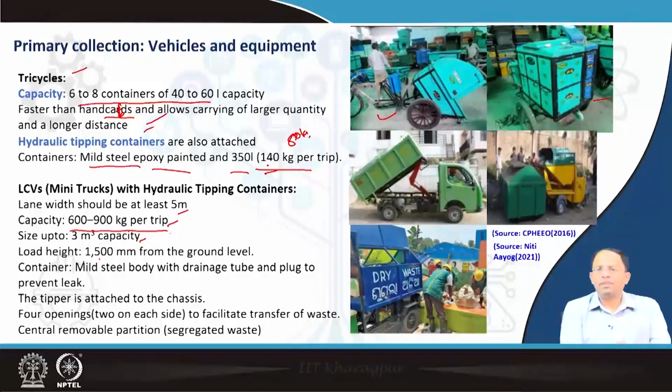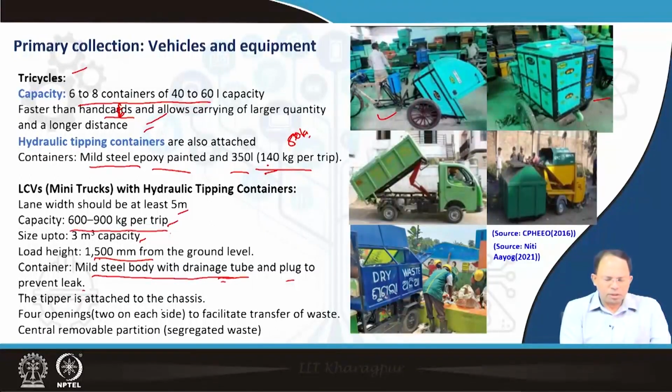Load height is very important, because if it is too high, it will be difficult for people to throw the garbage inside. So load height is around 1500 millimeters from ground level. Some people also say 1.6 meters is the maximum height. The container is a mild steel body with a drainage tube and plug to prevent leaks. Because it's a container, moisture will try to come out during transport. So there has to be some system so that it can be drained out when it is taken to a cleaning facility or the final storage facility. That's why a drainage tube as well as a plug is there to prevent leakage along the way.